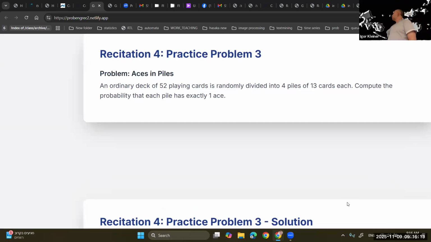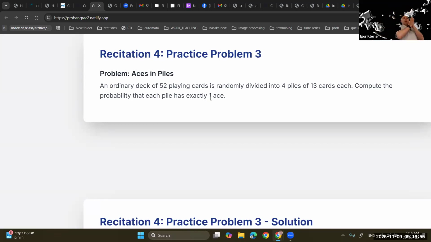We have a deck of 52 playing cards. Okay, everyone knows cards, yes. We have 4 kinds, and of every kind we have 13 cards. Spades, hearts, diamonds, clubs. So what we do with the cards: we randomly divide them into 4 piles for 4 people. Each one gets 13 cards. And we want to find the probability that each pile will get exactly 1 ace. There are 4 aces in the deck.